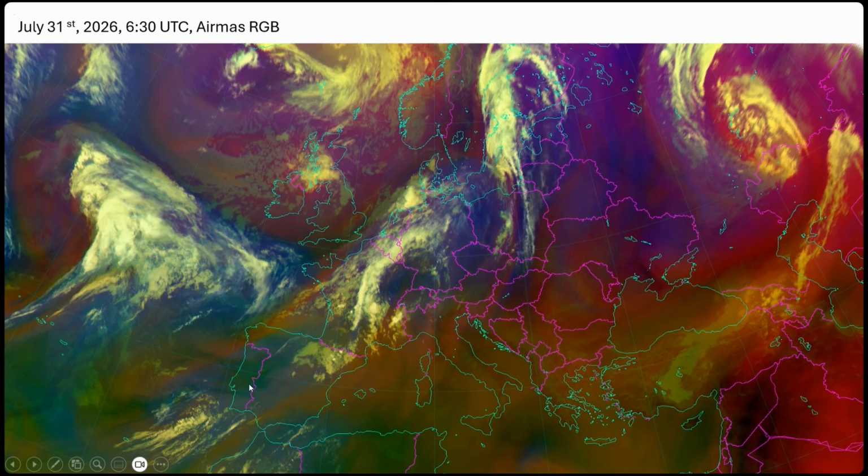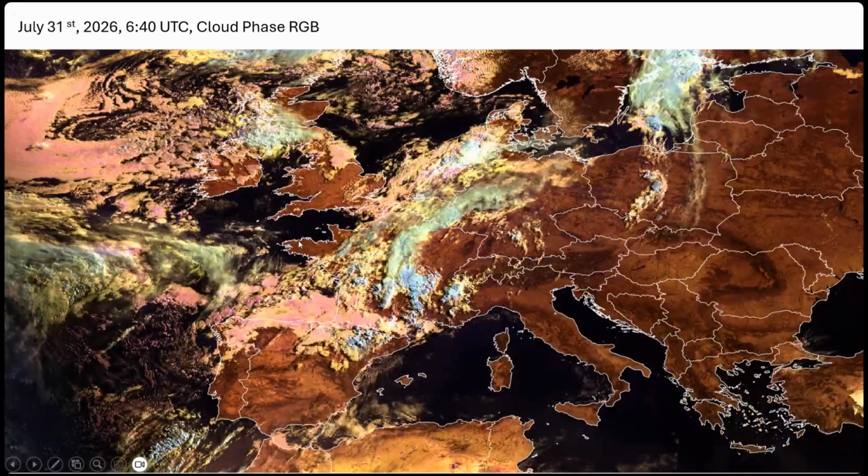And you can see that this area is a bit more moist than the rest of Europe, because the color is more towards bluish and you can also see some clouds. If we now take a look at the cloud phase RGB, you can see that there are stratiform clouds over the Bay of Biscay with quite big water droplets.